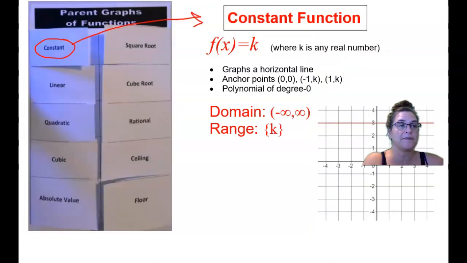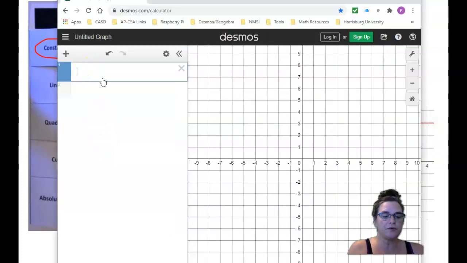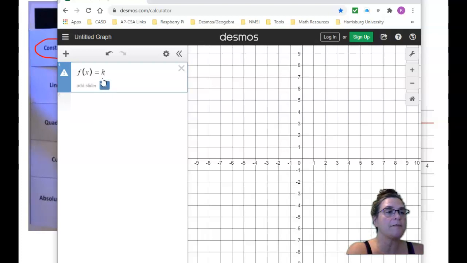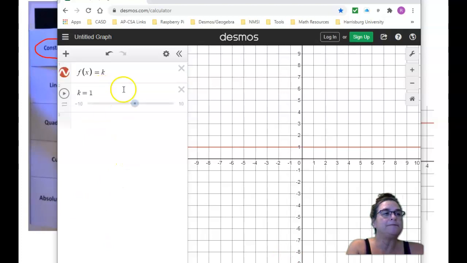Okay, the first one that we want to look at is the constant function, and its equation is f of x equals k, where k is any real number. And that graphs a line that's horizontal on the coordinate plane. And if we look back again at, okay, so if we want to look at the graph of a constant function in Desmos, I can create a slider by typing in a variable k, and then clicking on add slider.